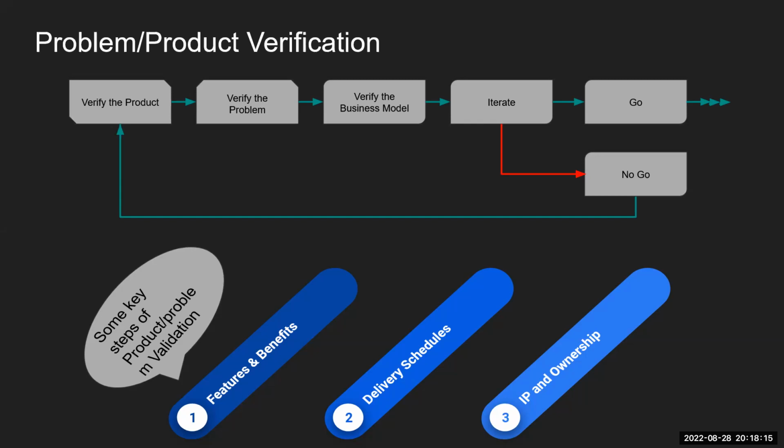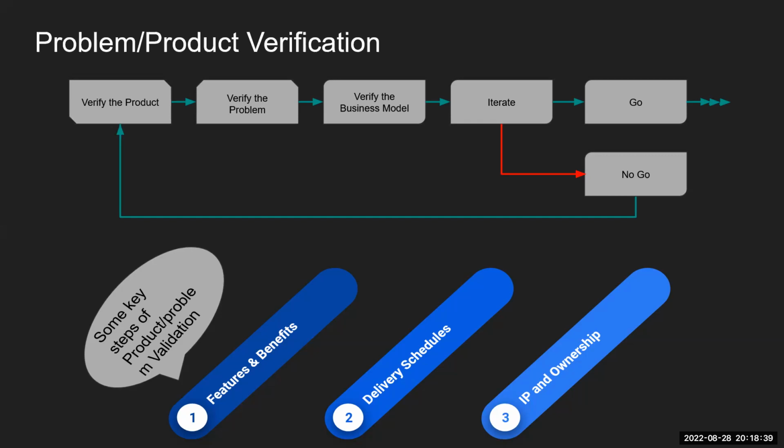Then here you iterate. After iteration here, you need to know if there's a go or no go. Go, no go would be: do I still proceed with this product after all this, or do I just kill the idea, or do I go back again and start my process and verify to make sure that yes, the product can actually solve the problem.